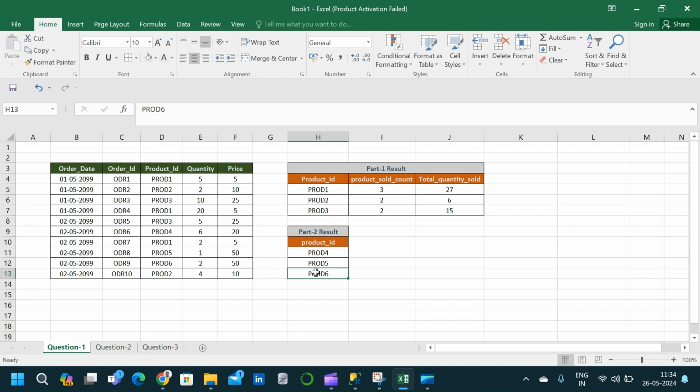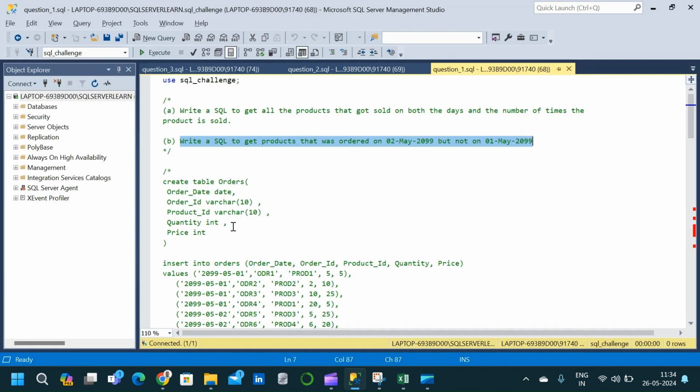For example, product 6 I am taking. So product 6 was sold only on 02/05/2099. When we go through the first day, we cannot see that particular product sold on that first day. So in the second part, we have to get all the products that were ordered on 2nd May 2099 but not on 1st May 2099. So this is the first question.